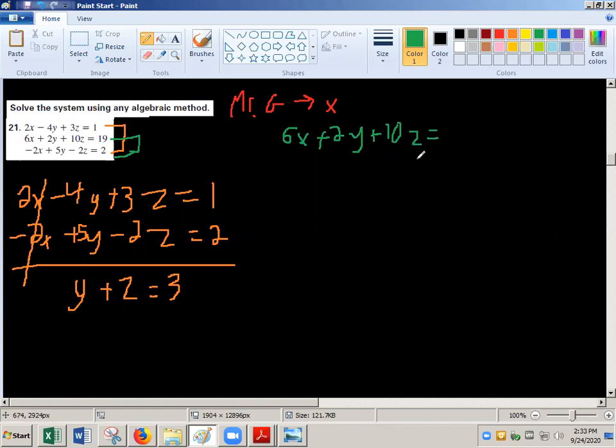And this is the terrible thing about z's. Sometimes they look like 2's if your handwriting is lackluster like mine is. And here we have our negative 2x plus 5y.